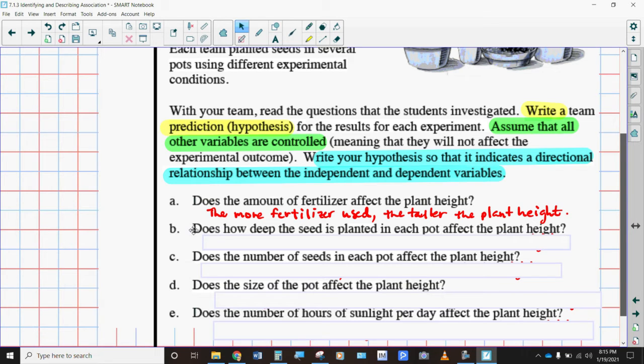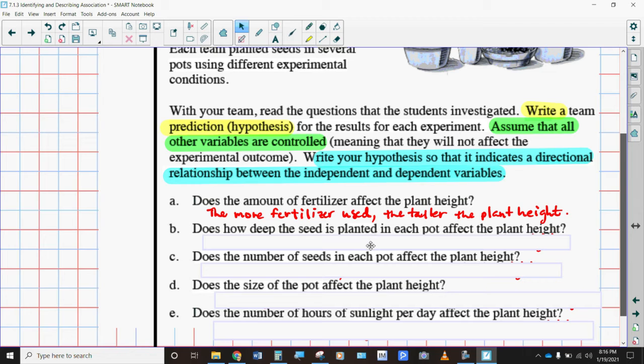All right, so look through B, C, D, and E, okay? Jot down these sentences and then write out a statement similar to the one that I wrote here for part A about the effect. What do you think will happen in this situation? Does how deep the seed is planted in each pot affect the plant's height? Now remember, we're talking after a 3-week period, not just in general, okay?